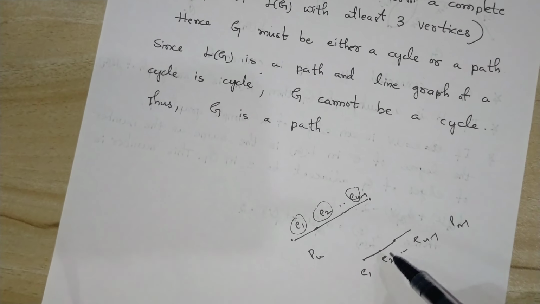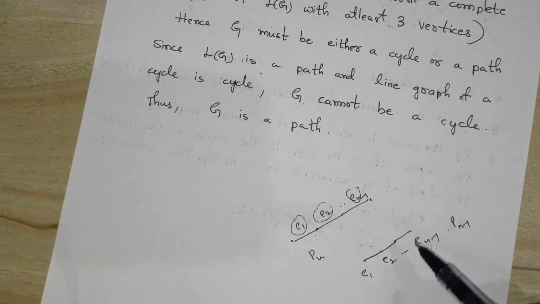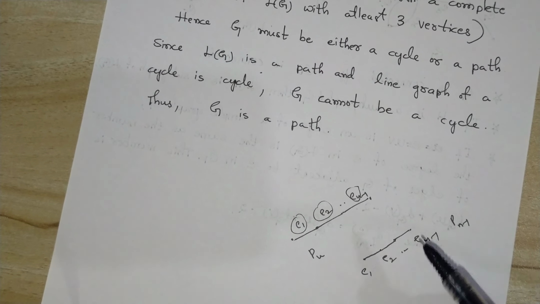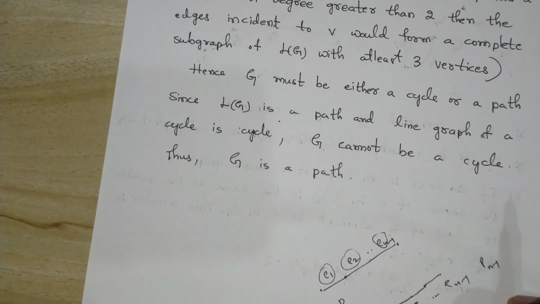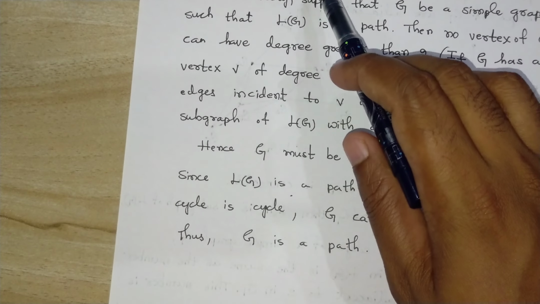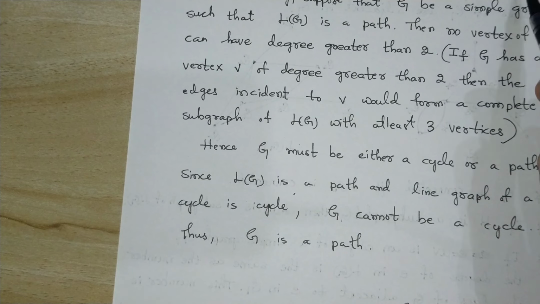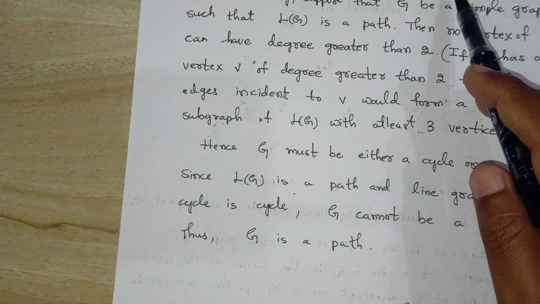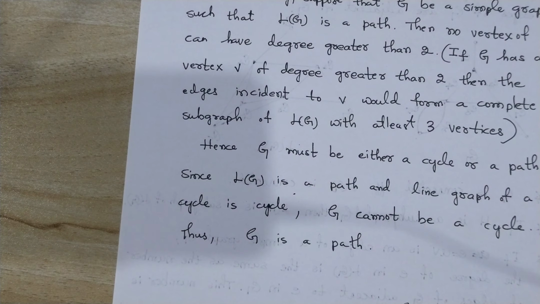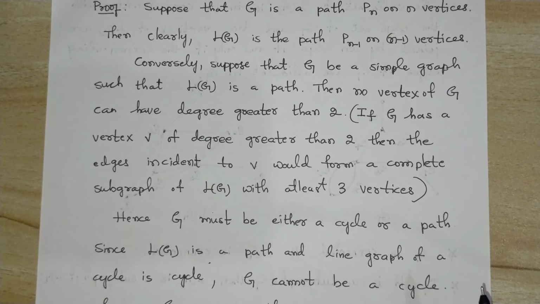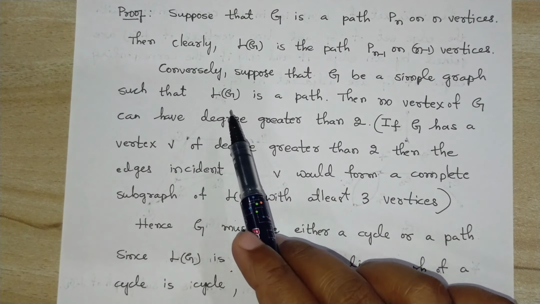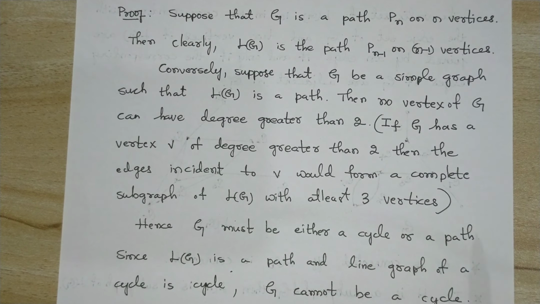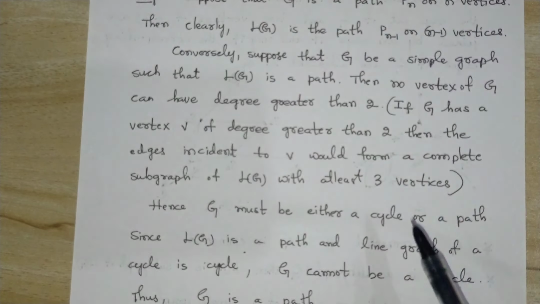Since we have n minus 1 vertices, definitely here I can see n minus 2 edges. So the line graph of that is also a path, Pn minus 1, with n minus 1 vertices. Conversely, suppose G is a simple graph such that the line graph of that is a path. We need to show that G is a path.